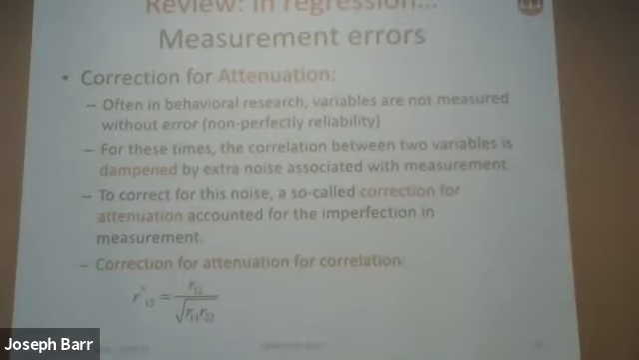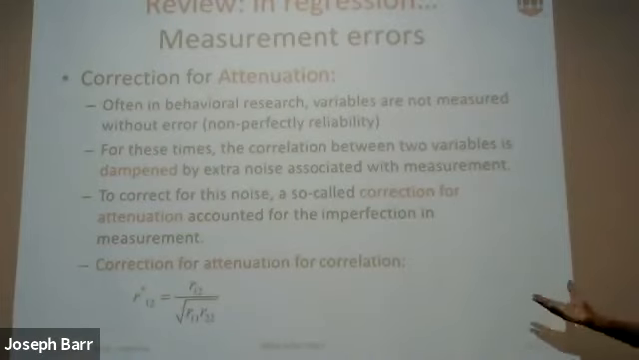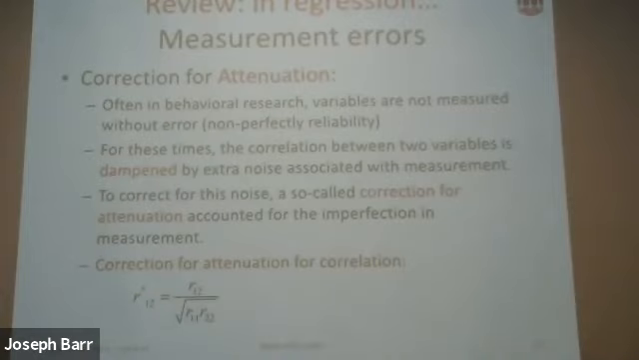So the underlying logic is based on the measurement error model. We need to make sure that the observed value has two components, the true value and the measurement error. So we have the reliability concept, and also attenuation of the correlation, and then we have this corrected version.